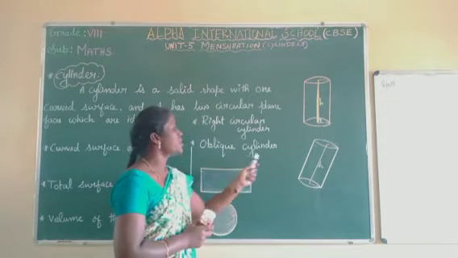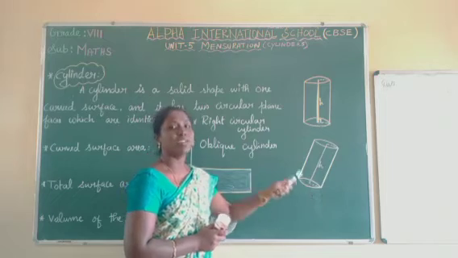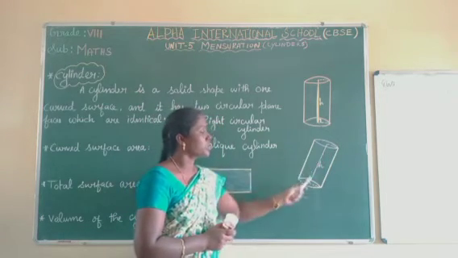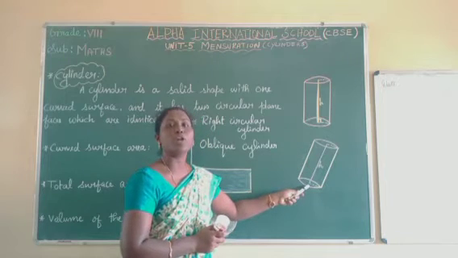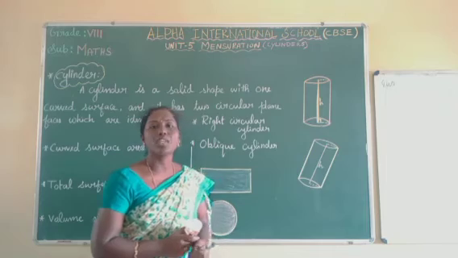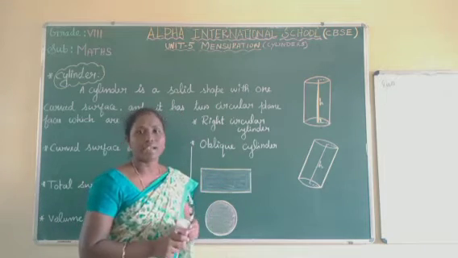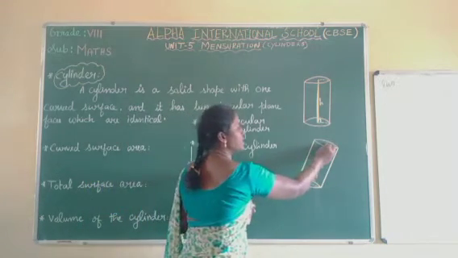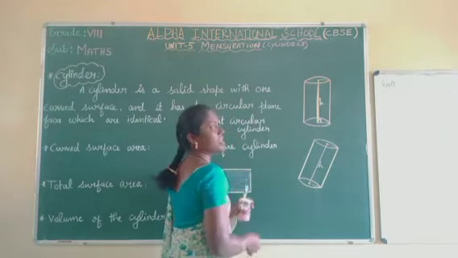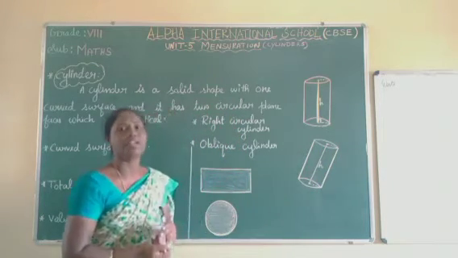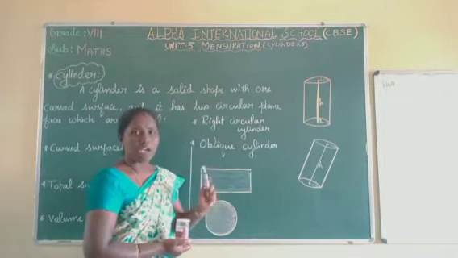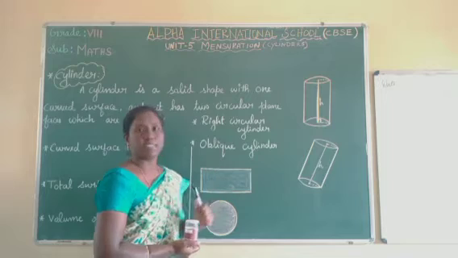The other one is the oblique cylinder. In that, it is in the form of a cylinder only, but the two identical circular faces will not be in a straight line, and if you join the height, it will not be at a right angle. If you join the two centers of the circles, it will not give you a right angle. Such cylinders are called oblique cylinders.